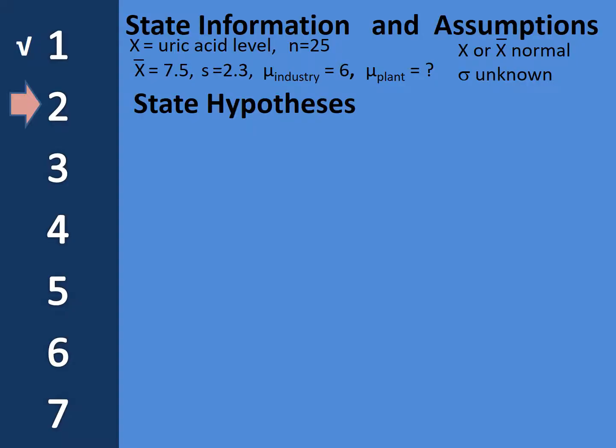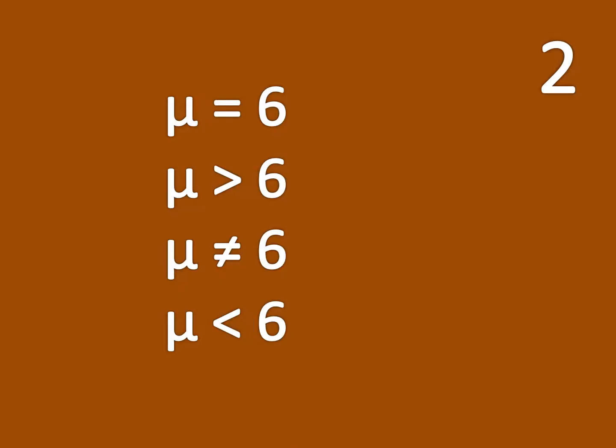We now have completed step 1, for which all the pertinent information has been stated. We are now ready to perform step 2, which requires us to state in statistical terms the hypotheses being tested. In general, a statistical hypothesis is any statement concerning the possible value of a parameter of interest, in this case the parameter mu, the uric acid level for the plant.